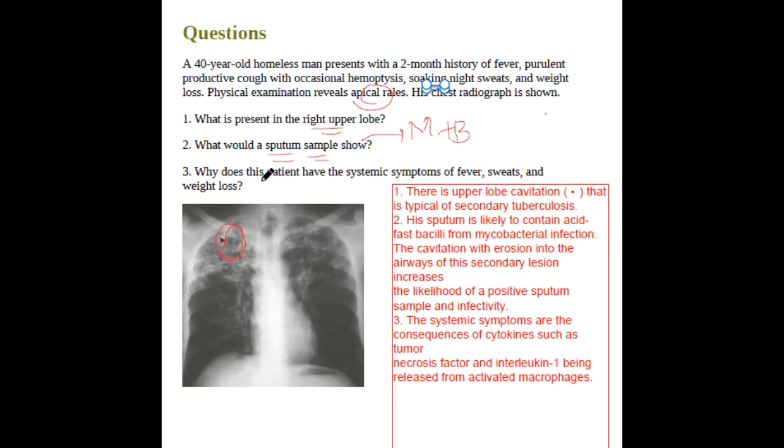Why does this patient have systemic symptoms like fever, night sweats, and weight loss? This is due to tumor necrosis factor and interleukin 1, which are released from the macrophages.